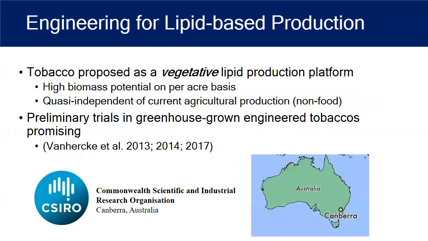So to remedy that, researchers from the Commonwealth Scientific and Industrial Research Organization in Canberra, Australia, have devised a plan to engineer tobacco for vegetative lipid biomass production in a high-density system. As opposed to using seeds for the lipid source, they use actual vegetative tissues that have been engineered. Tobacco was chosen because of its high biomass potential on a per acre basis. It's also quasi-independent of current agricultural production, as it's not a food commodity per se. It's more of a niche market. Preliminary trials of engineered lines from this institution in Australia showed quite a bit of promise as far as high lipid leaf oil potential was concerned.